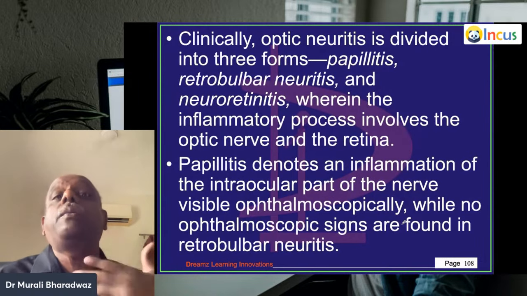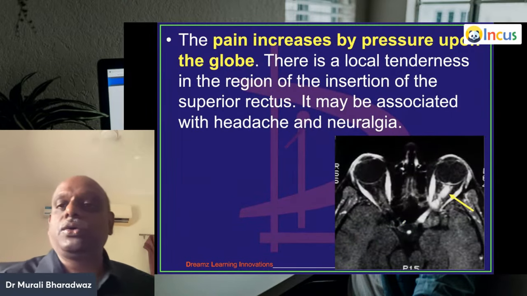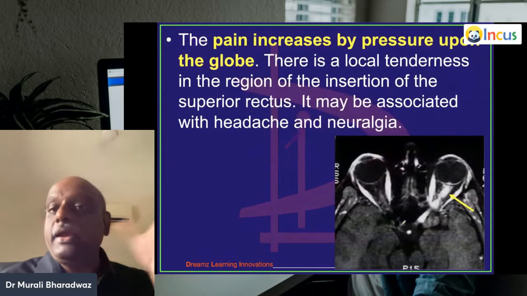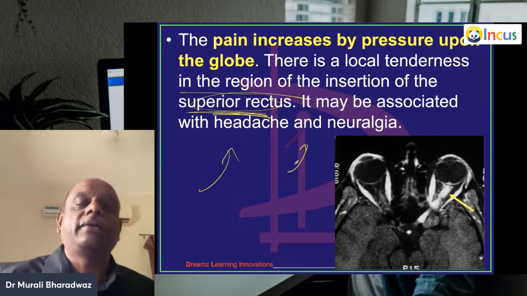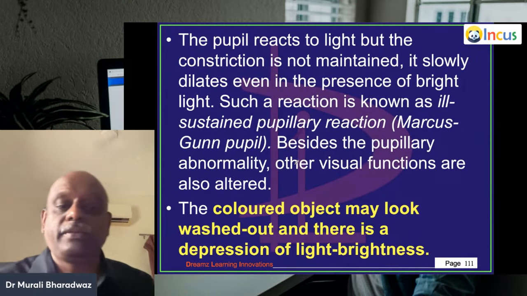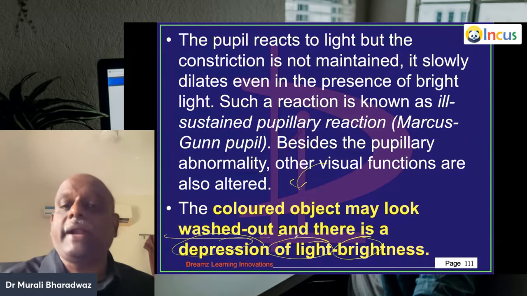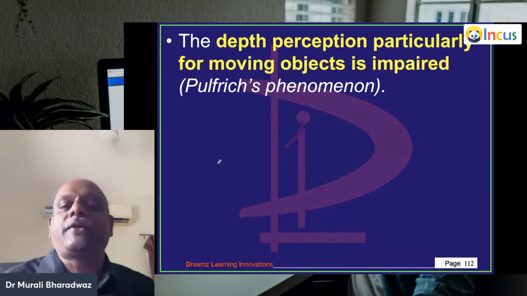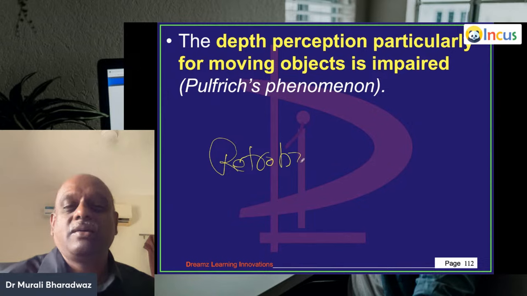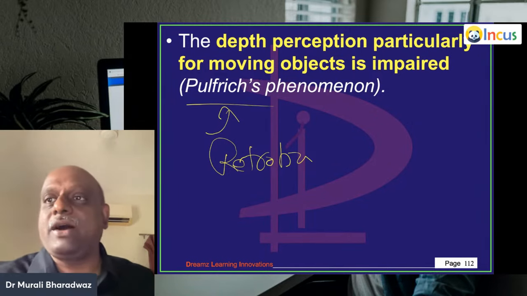It is seen in retrobulbar neuritis. The pain increases by pressure upon the globe. There is local tenderness in the region of the insertion of the superior rectus. There is headache and neuralgia. Colored objects look washed out, and there is a depression of light brightness. The depth perception for moving objects is impaired. What is that called? Pulfrich's phenomenon in retrobulbar neuritis.